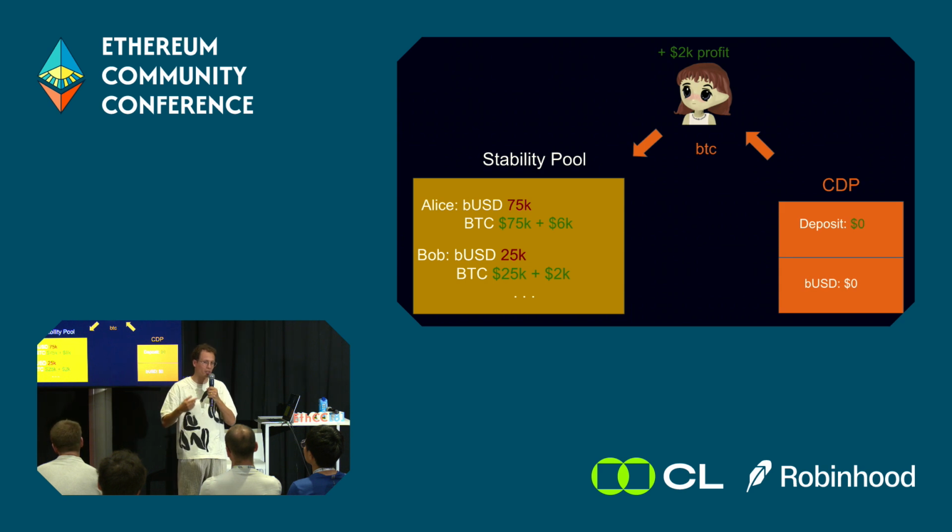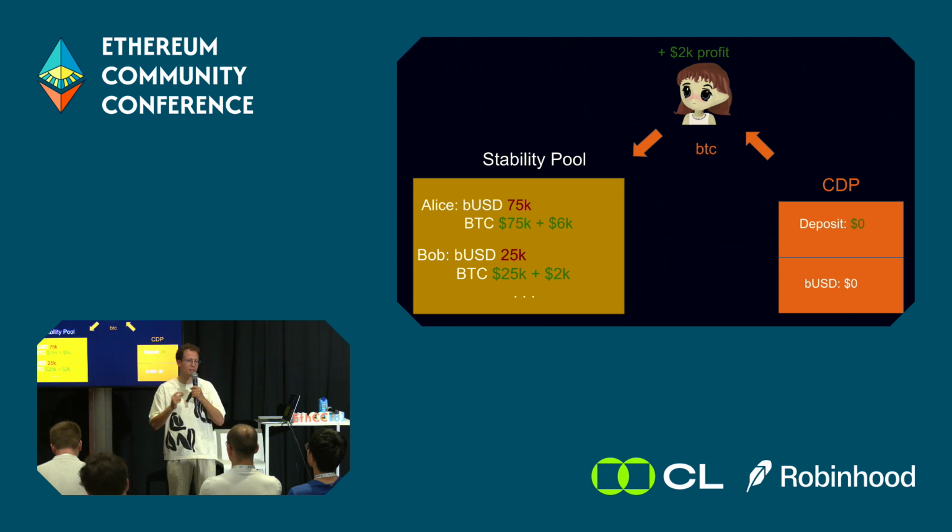She also gets this neat fee, right? So now she started with 150K. Now she has 150 plus 6K. Same goes for Bob. So you can see that you're already incentivized to deposit in the stability pool because you're actually going to get some fees from liquidations. But on top of that, we need to make sure that there's a lot of BitUSD in the stability pool. So on top of that, we really need to incentivize the stability pool.